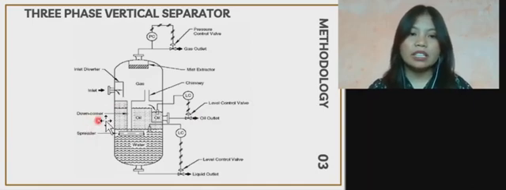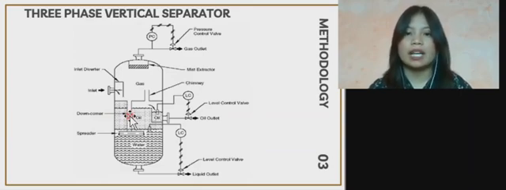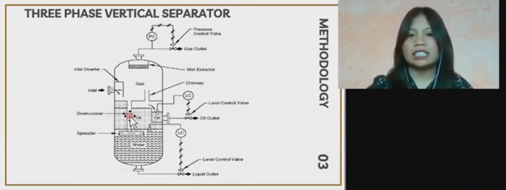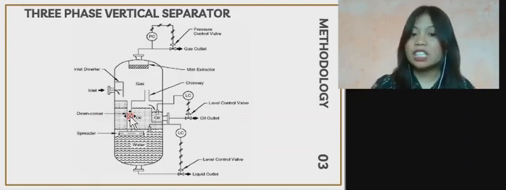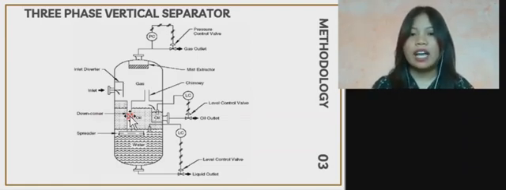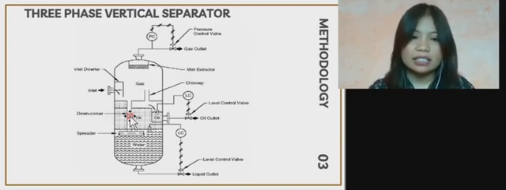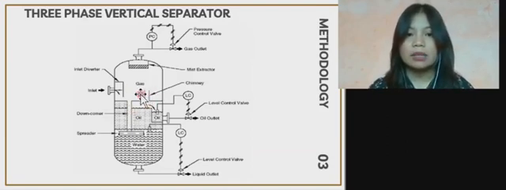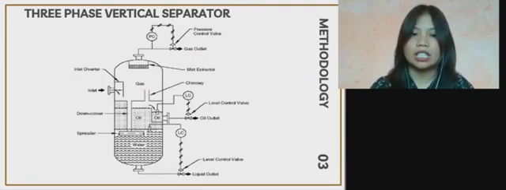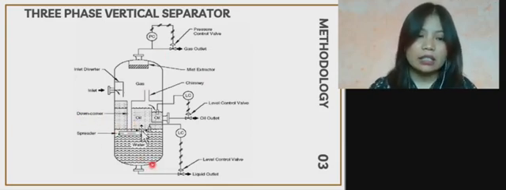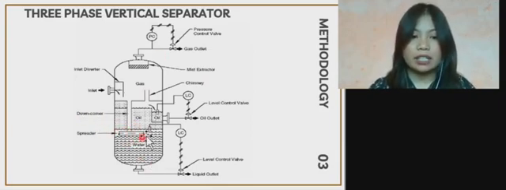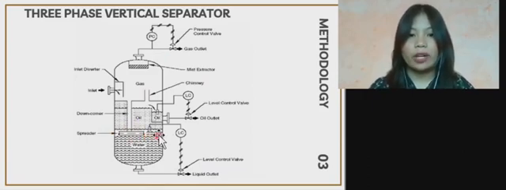A downcomer is used to transmit the liquid through the oil-gas interface to keep from disturbing the oil skimming action. An oil skimmer is a machine that removes floating oil and grease from liquid. And then there's a chimney here. A chimney equalizes gas pressure between the lower section and the gas section. And then the downcomer outlet or the spreader here is located at the oil-water interface.